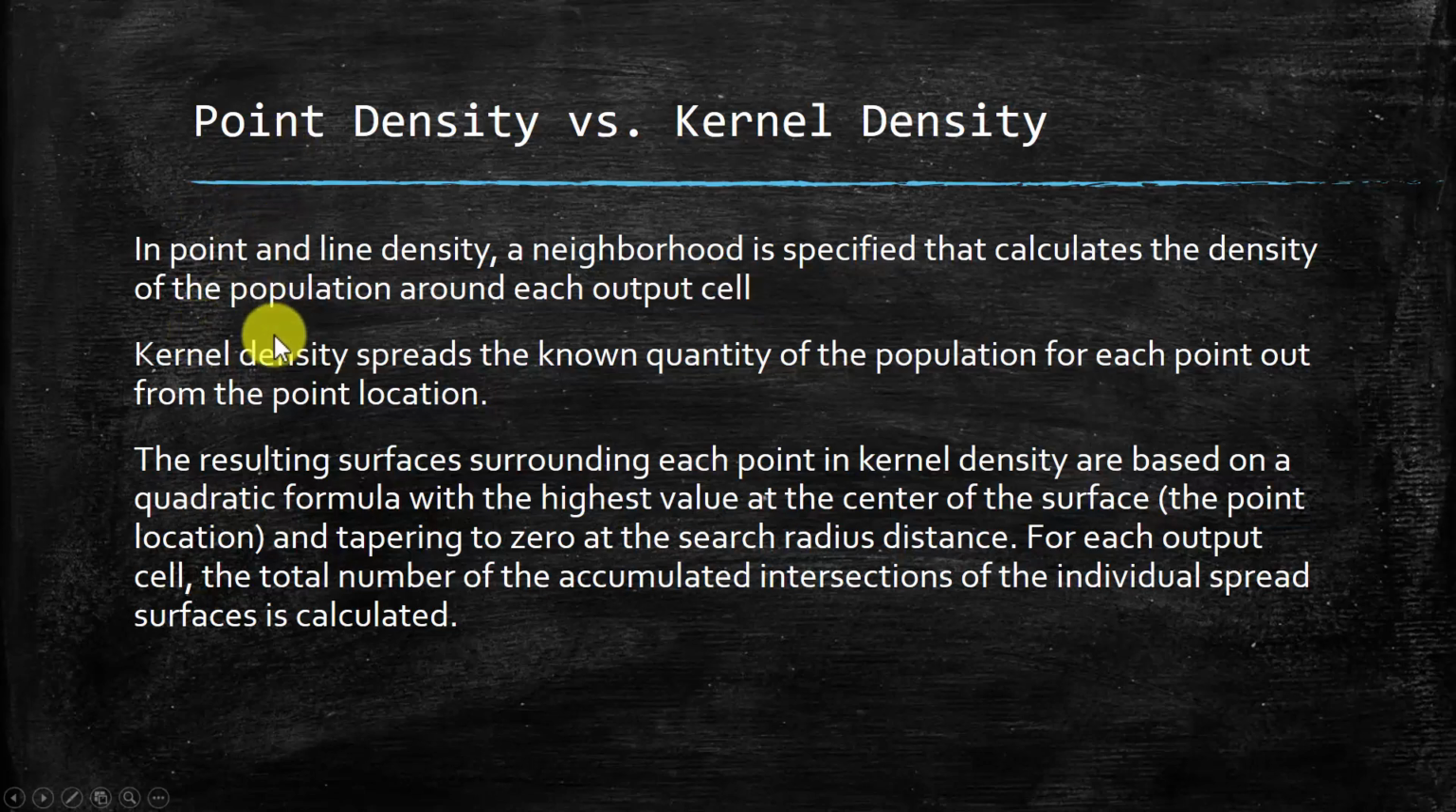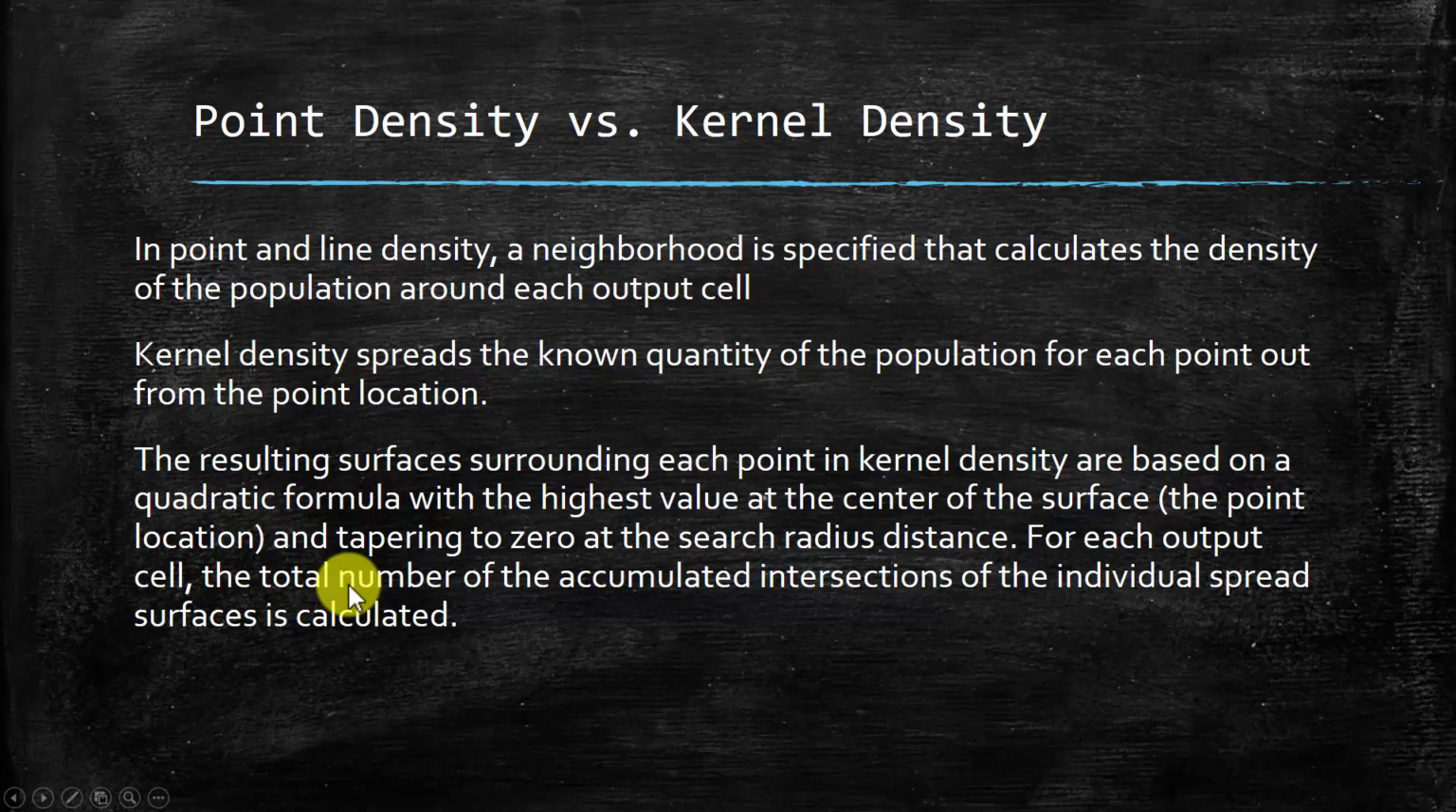In contrast, kernel density spreads the known quantity of the population for each point out from the point location. So the resulting surface surrounding each point is a kernel density based on a quadratic formula with the highest value at the center of the surface, the point location, or the cell location, and tapering to zero at the search radius distance. For each output cell, the total number of accumulated intersections of the individual spread surfaces is calculated.